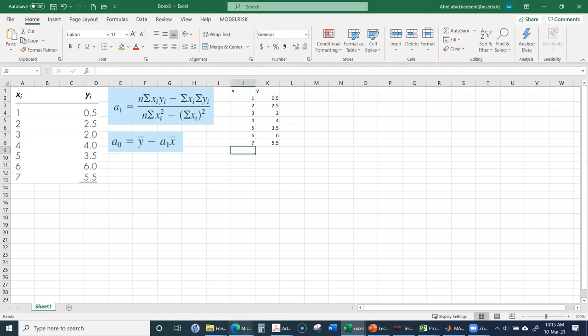Okay, so what will be sigma x? I can click here and then click this auto sum button. So that will be sigma x. What will be sigma y? Sigma y will be this 24. So this is sigma x, and this is sigma y. What else do we need?